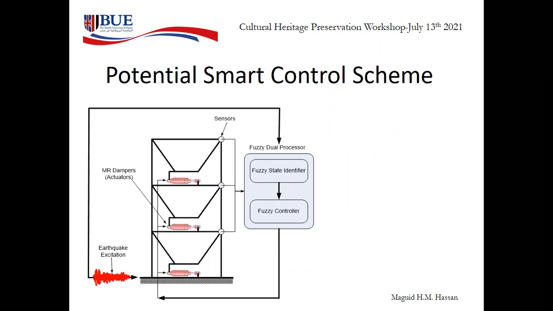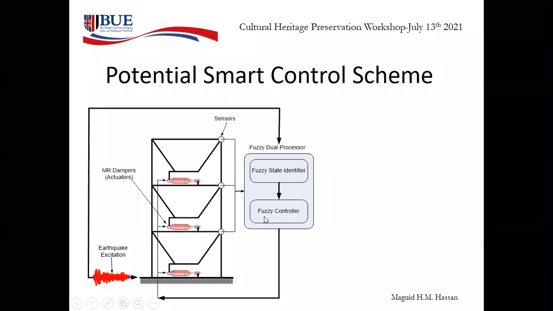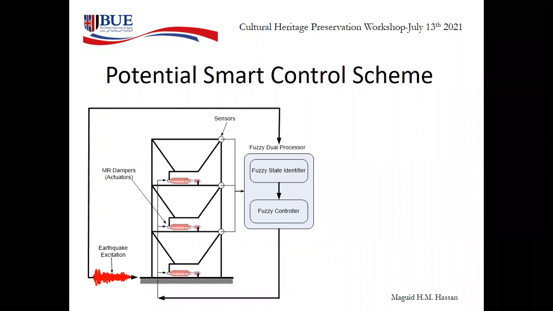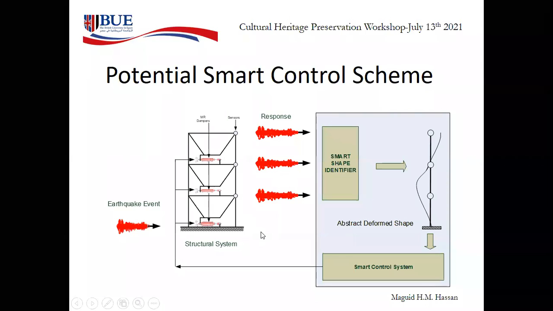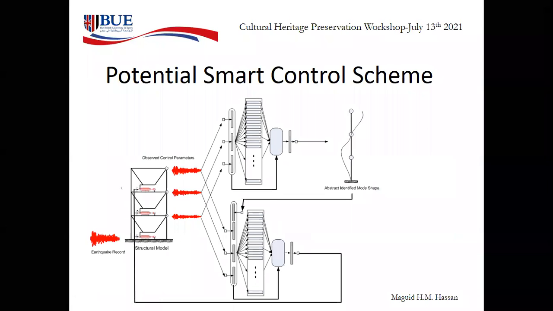If this is part of a controlled system, you would have, and here I'm expanding the fuzzy platform, a fuzzy controller and a fuzzy state identifier, and both of them would have some sort of a fuzzy dual processor, which would look like this. The fuzzy identifier would result in a shape which would be communicated to the fuzzy controller that would send signals to the MR dampers. Again, this is the fuzzy identifier, and this is the fuzzy controller.